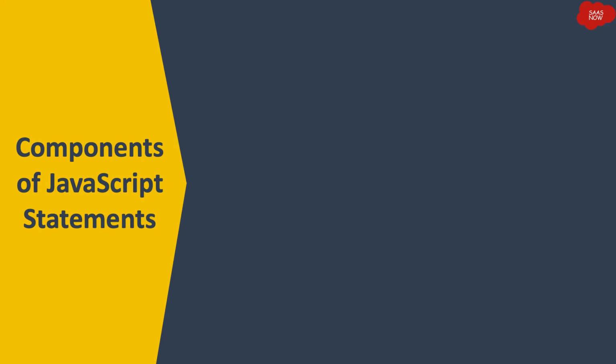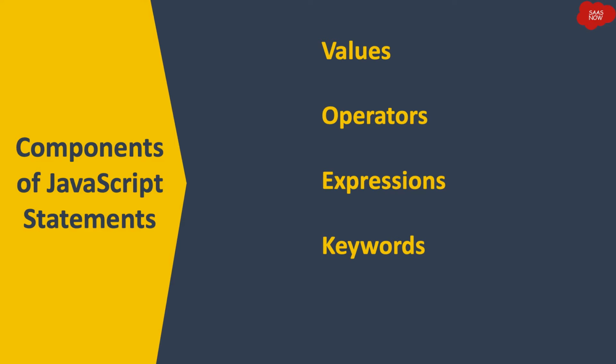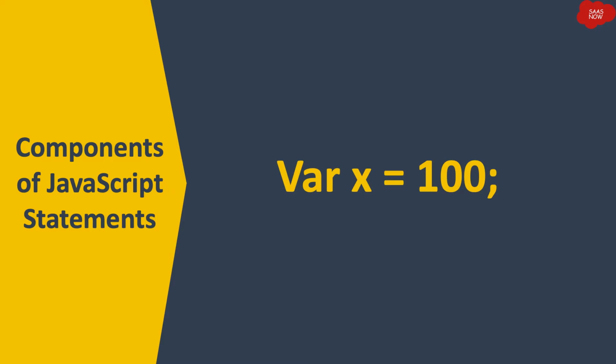Components of JavaScript statements. JavaScript statements consist of values, operators, expressions, keyword, and comments. This is one line of code in which 100 is a value, equal is an operator, var is a keyword, and it also has variable x. It is not mandatory to have all components in one line of code.